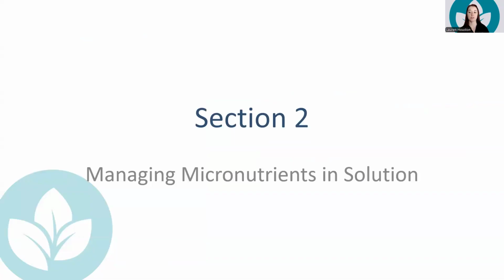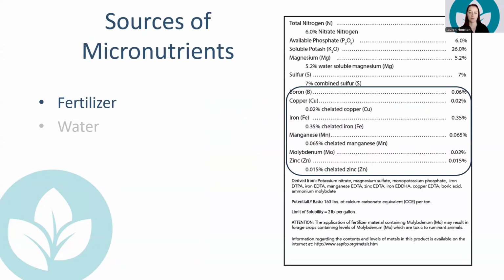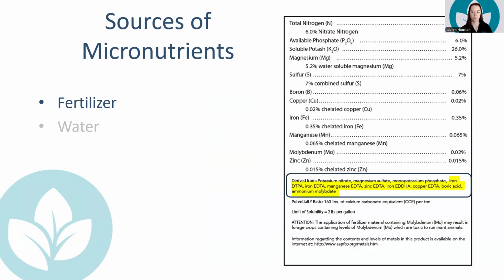Now let's move into section 2 and discuss how we supply and manage micronutrients in solutions. Micronutrients can be supplied to the nutrient solution through a couple of sources. The first, obviously, is through fertilizer. Most of our hydroponic formulas contain complete micronutrient packages, so you know that all the necessary nutrients are being supplied from the start. It's also really important when you're selecting a fertilizer to check the derived from statement in the guaranteed analysis. Always check to make sure that the micronutrients are supplied in chelated forms like EDTA, DTPA, and EDDHA to ensure that they'll be soluble across a broader pH range and stay plant available.